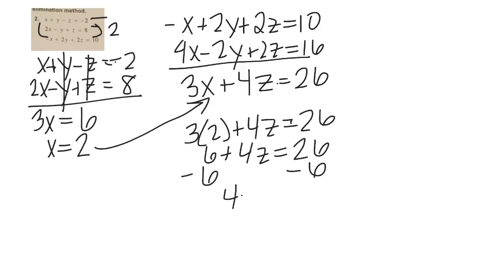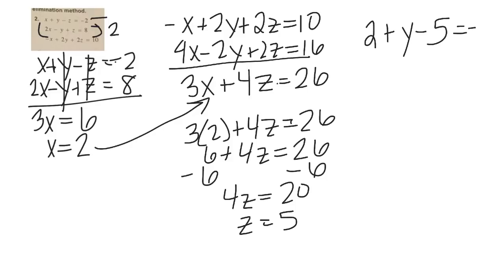So 4z equals 20, and z equals 5. And now we can go back to plugging it in. X is 2, so I'm going to plug that into the first equation. X plus y minus z, so 2 plus y minus z, which is 5, equals negative 2. And that's y. 2 minus 5 is negative 3, so y minus 3 equals negative 2.